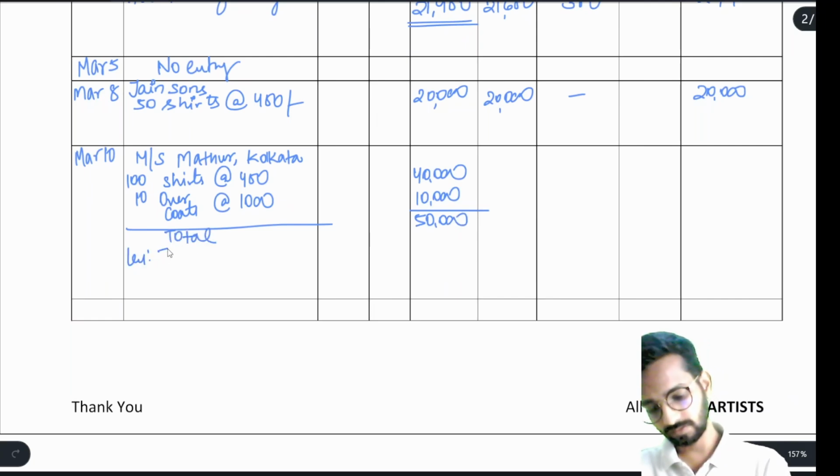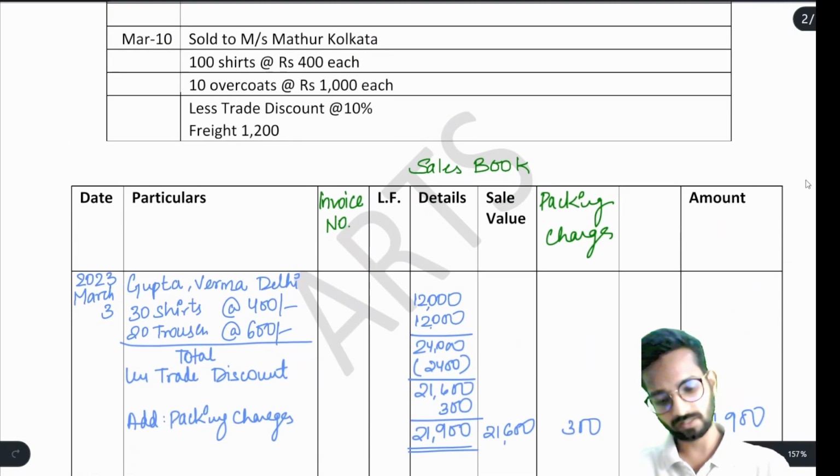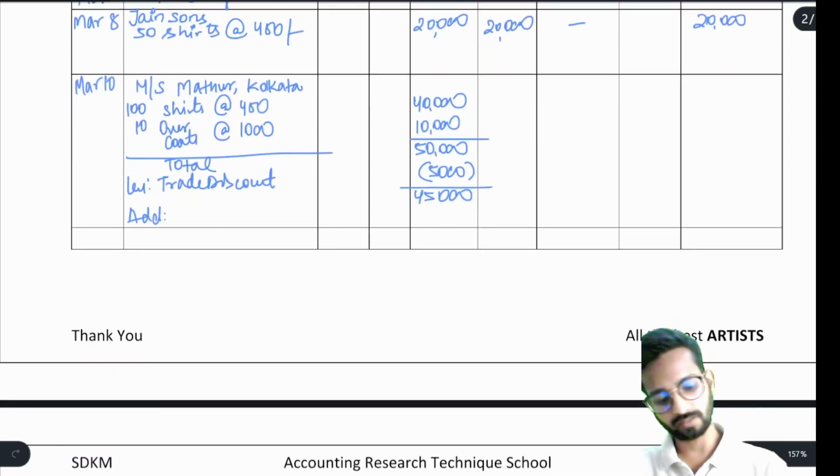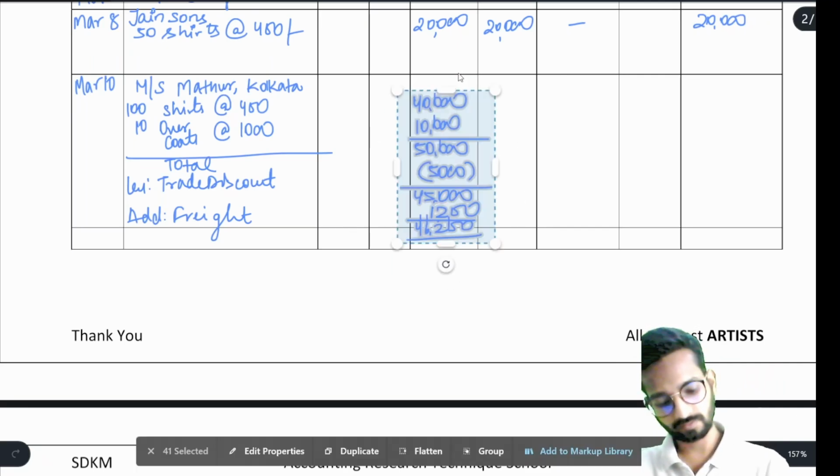Less trade discount at 10%, that will be 5,000. When we remove, we will get 45,000. Then we will add here the freight charges, that is 1,200. Add freight 1,200. Hence, the total will be 46,200. Simple enough.